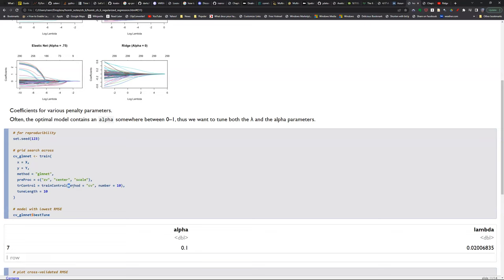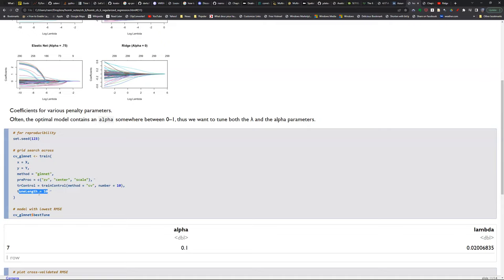Then we're going to do a method of CV, right? Cross-validation with the number of folds 10. And the tune length, okay? The number of parameters that we're going to use for both alpha and lambda, they're going to be 10. It's going to be a grid of 10, okay? And this train control is going to choose for us.